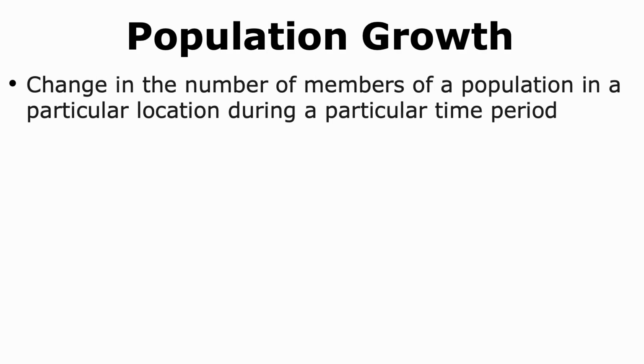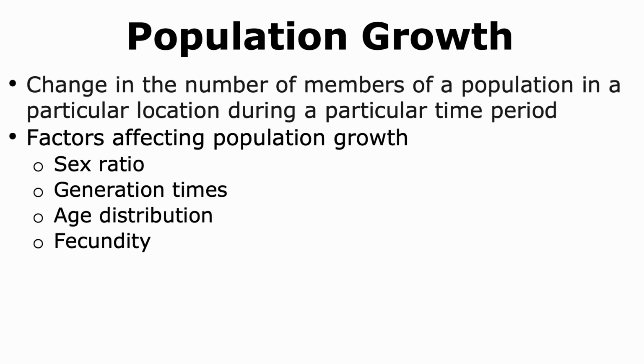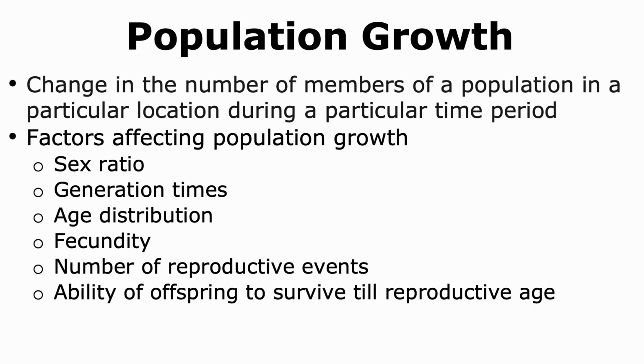The size of a population depends on the growth of the population. Population growth is the change in the number of members of a population at a location during a particular time period. There are many different factors that can affect population growth. These include the sex ratio of the population, generation times of individuals in the population, age distribution, fecundity, the number of reproductive events, as well as the ability of offspring to survive till reproductive age, and finally, the environmental resources that are available in the population.